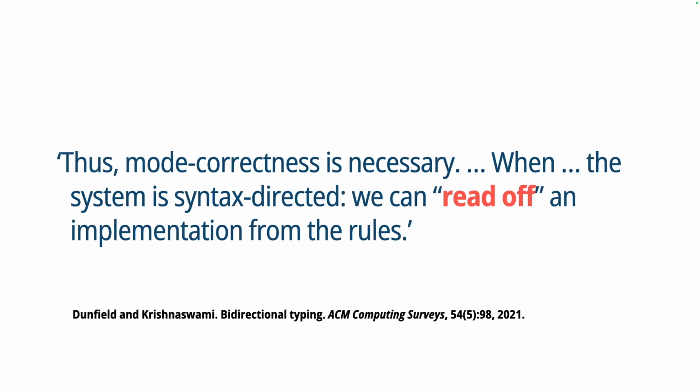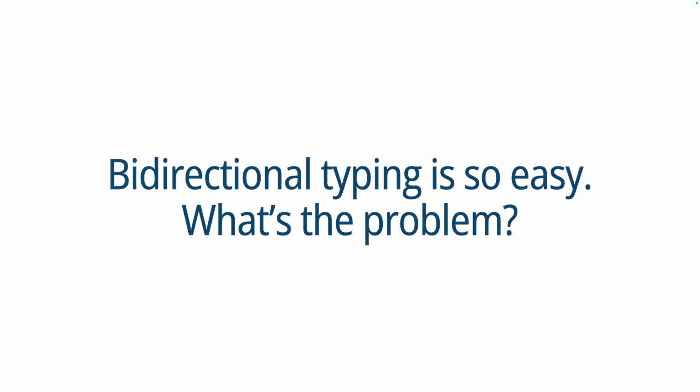Okay, so this is a common view from Jana Dunfield and Neel Krishnaswami's paper, a survey paper on bidirectional typing. The basic idea is, if you have this condition, mode correctness means that the flow of type information does not get stuck. And if the system is also syntax directed, but we can ignore this for now, then we can simply read off the implementation from the rules. Okay. So it sounds like a very easy idea, and it's very easy to implement.